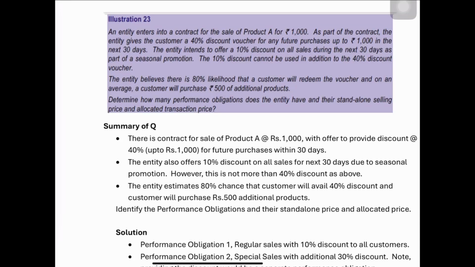Hello, hi students. In today's class, we'll go through a few more examples on how to determine the performance obligation under Ind AS 115. So kindly go through this illustration 23.